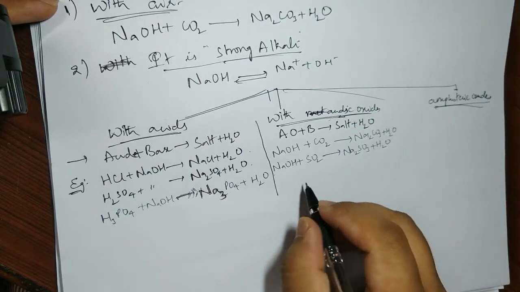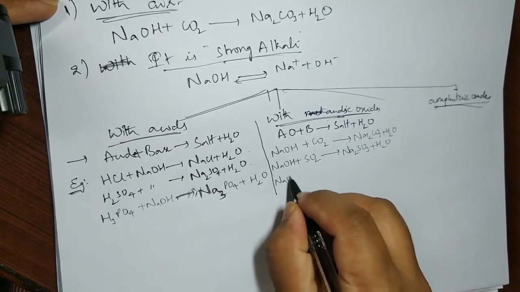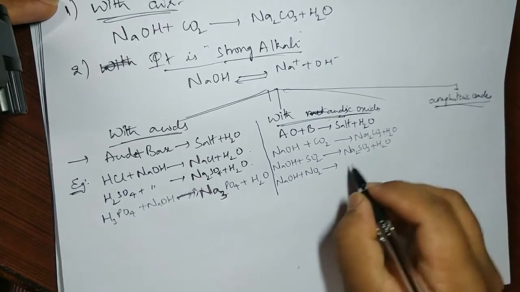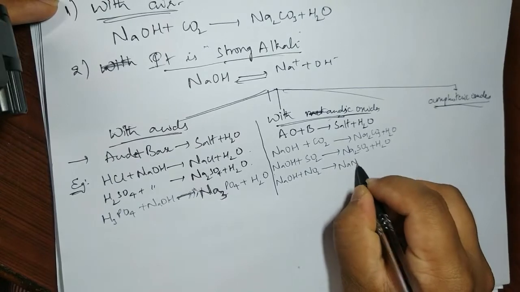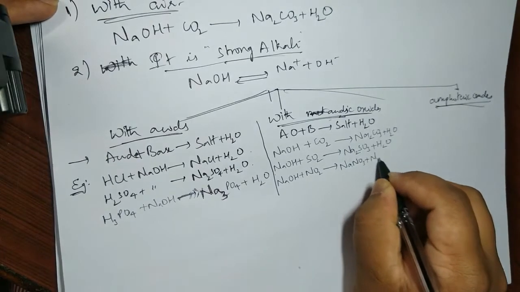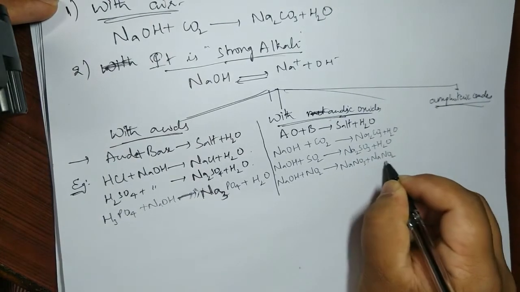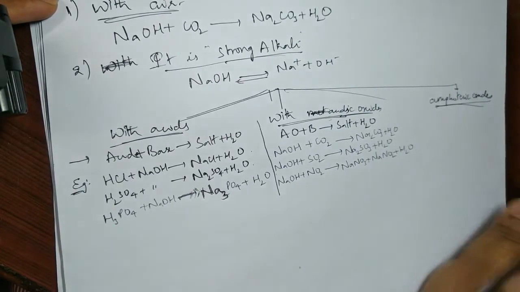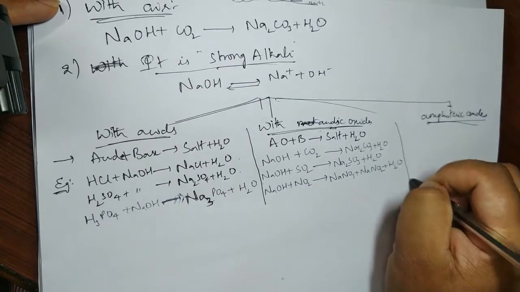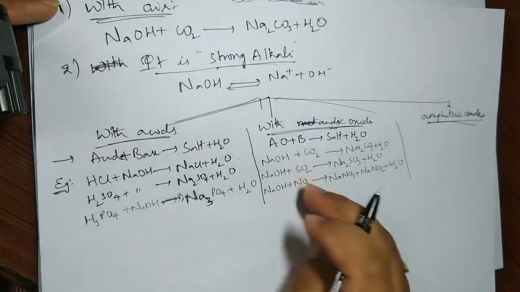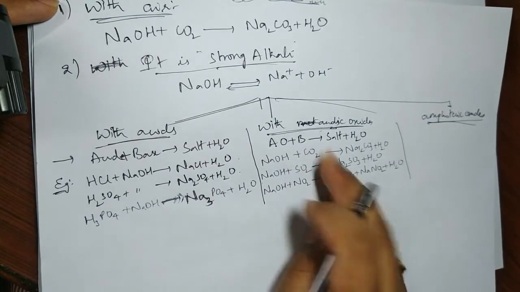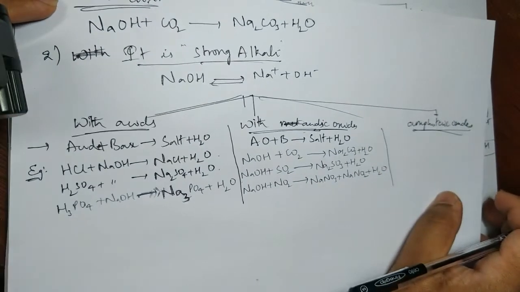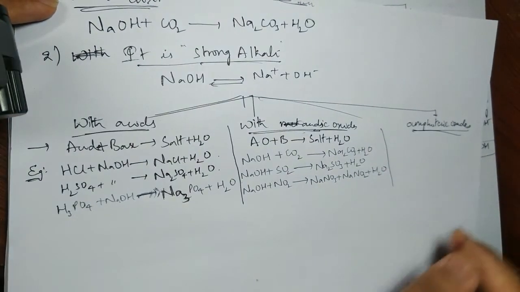Then if I treat it with nitrogen dioxide, NO2, it forms both sodium nitrite and sodium nitrate, plus water. So on and on. These are the reactions that you can see. Basically carbon dioxide, sulfur dioxide, nitrogen dioxide, they are all acidic oxides. Fine. With amphoteric oxides, what are the various amphoteric oxides that you know?